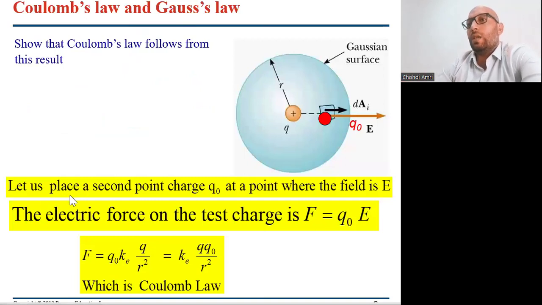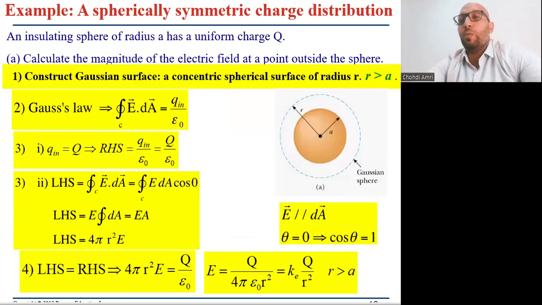So let's place a second point charge Q naught at the point where the electric field is E. The electric force on the test charge is Q naught multiplied by the vector electric field E. So in this case, we demonstrate that the electric force is KQ1Q2 divided by r squared, which is Coulomb's law, as we said. Okay, we are done with the first example, the point charge.